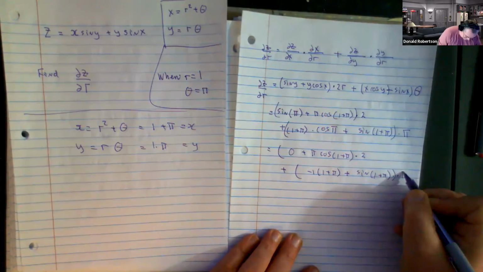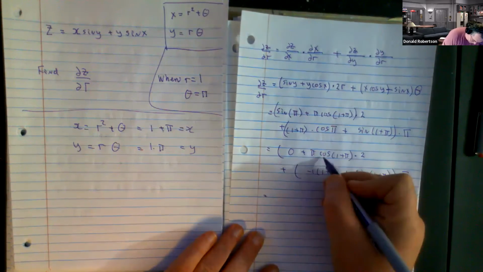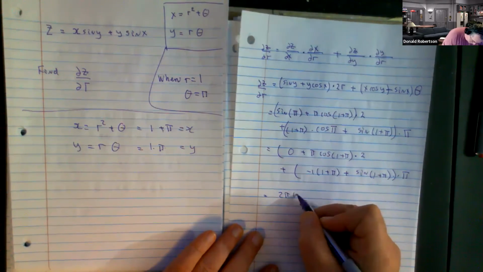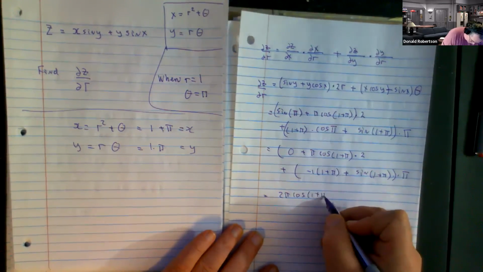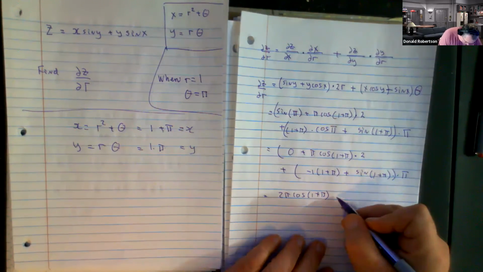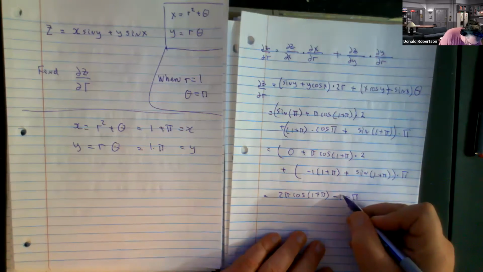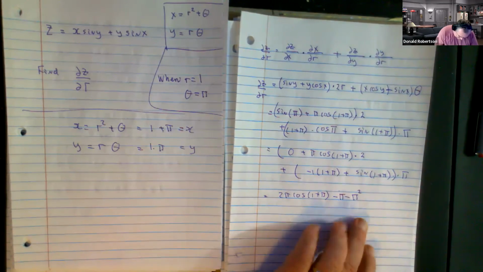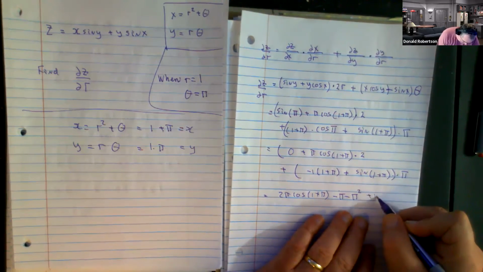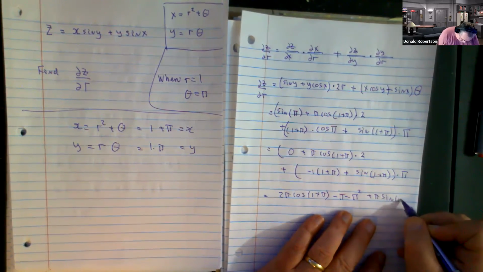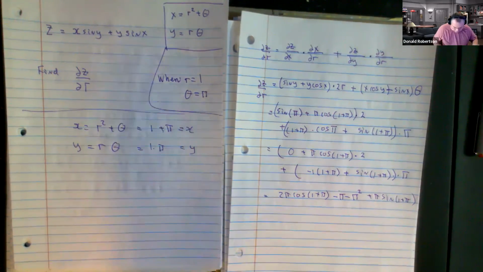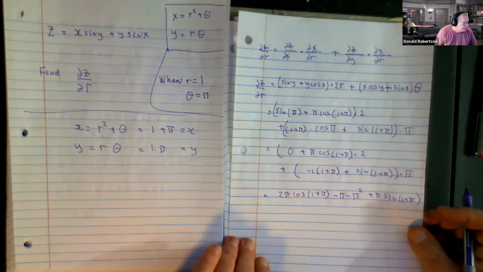times pi. Well, if I multiply this fella out, you get 2 pi, the cosine of 1 plus pi. This guy gets you -1, pi, oops, times pi. So you get that guy and that guy. And you get a plus pi sine of 1 plus pi. So ugly, but the answer.